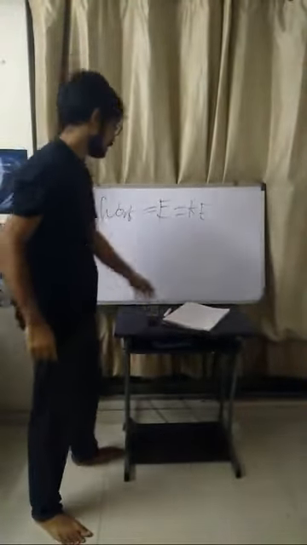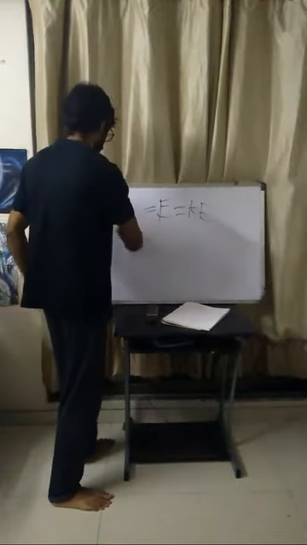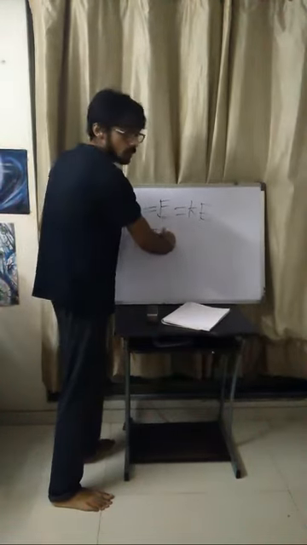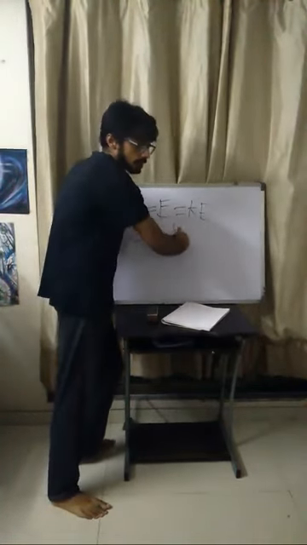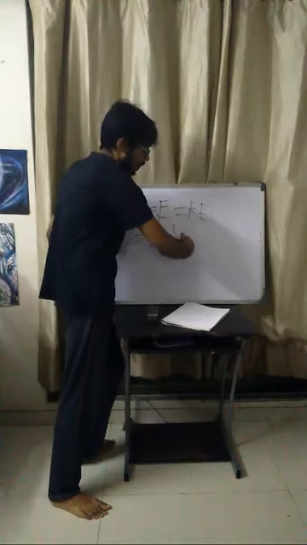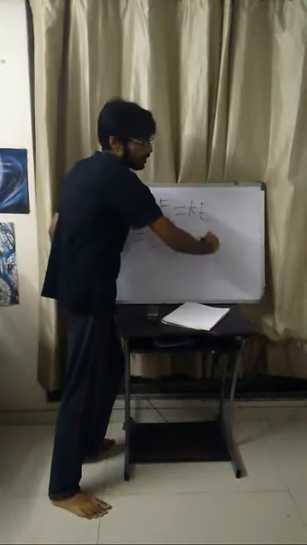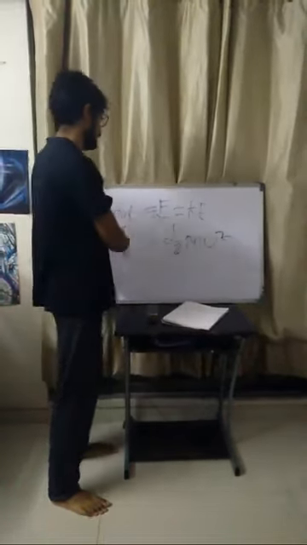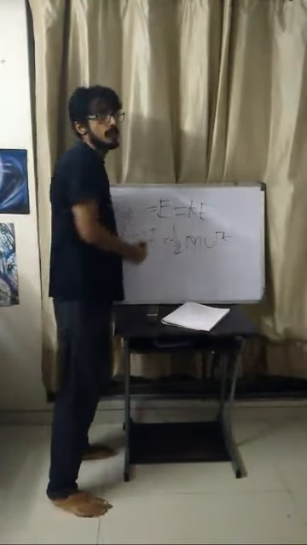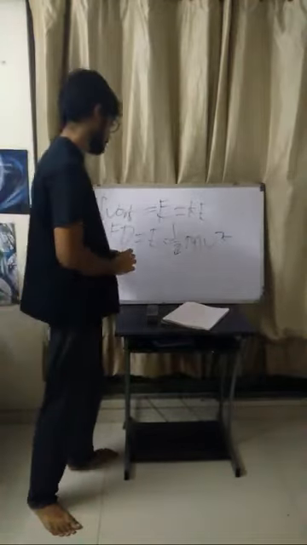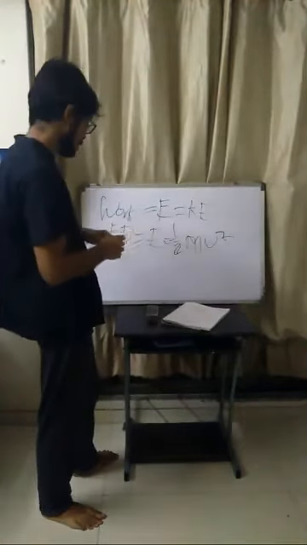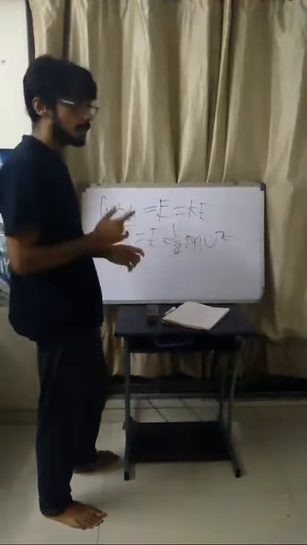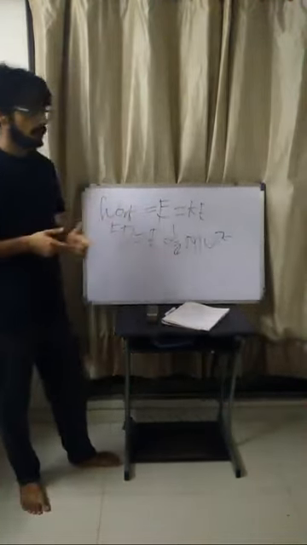Work is Fd, and therefore Fd is equal to energy E, which is equal to half mv squared. Right there, Fd is equal to energy, which is equal to half mv squared. So that's the next thing, work.